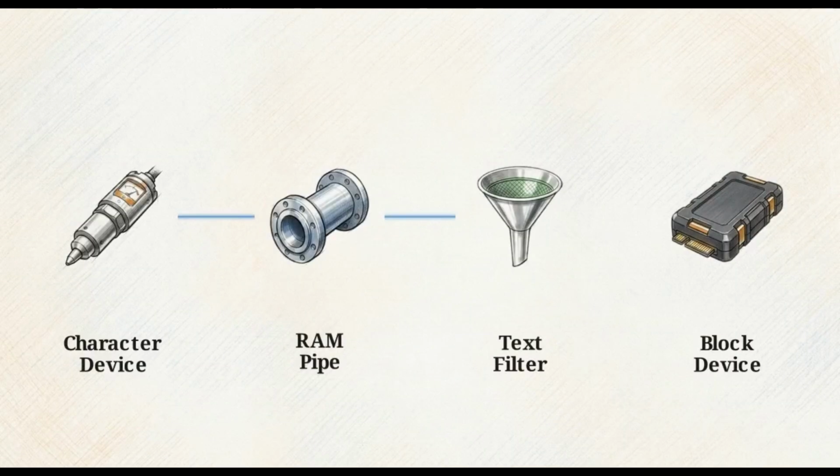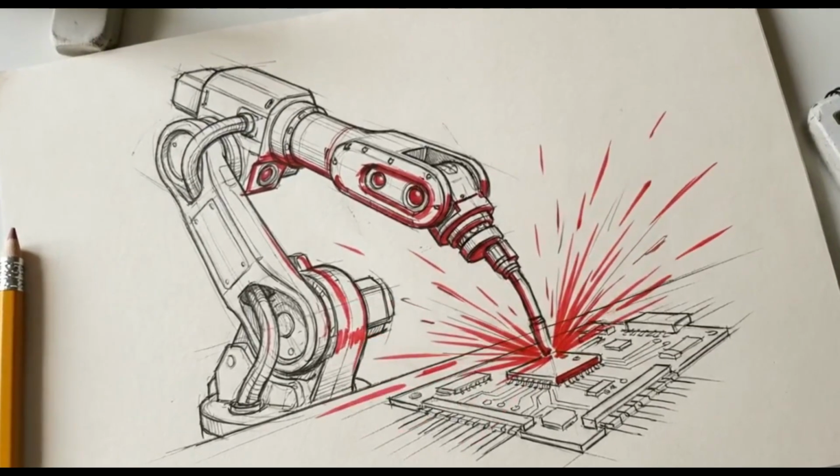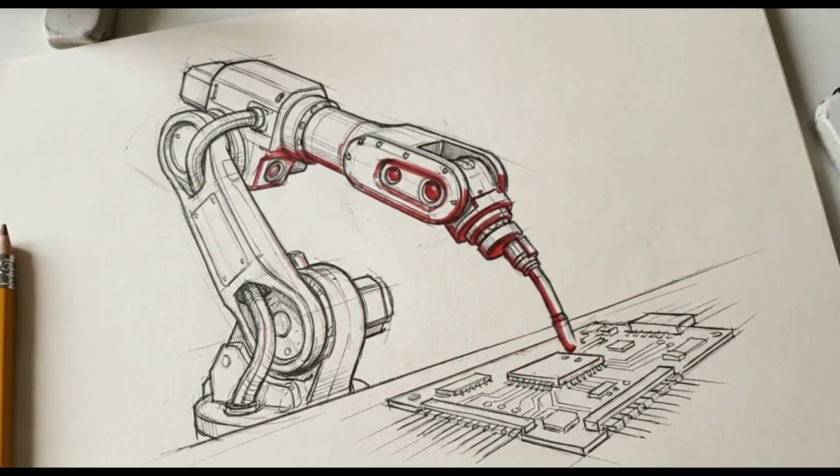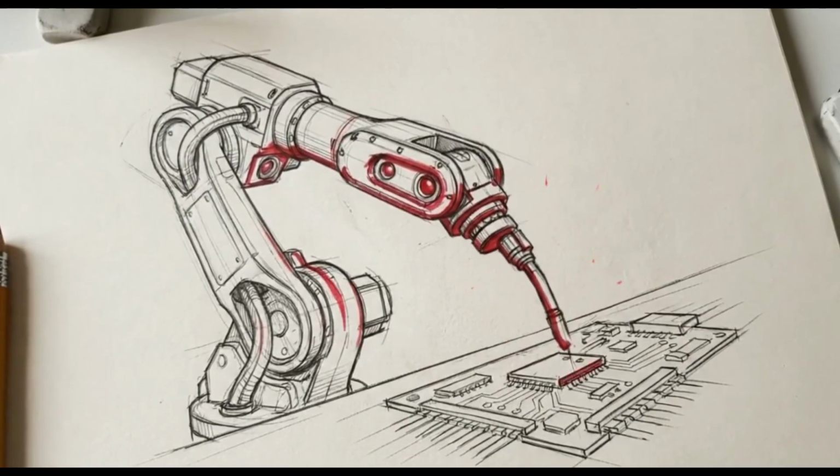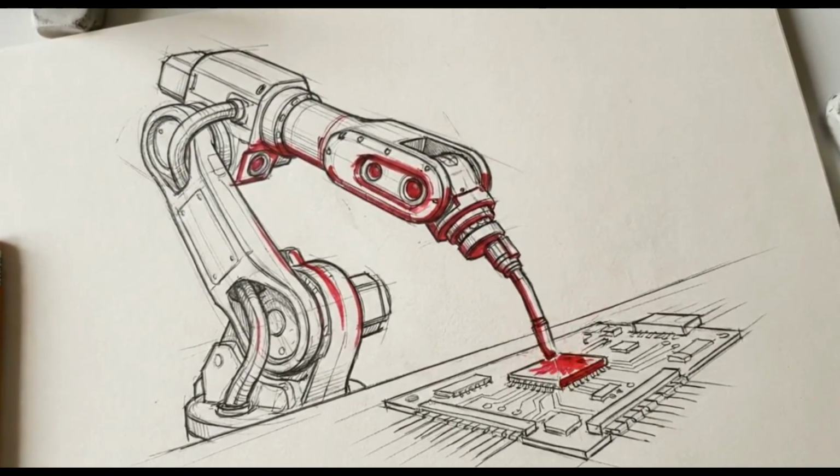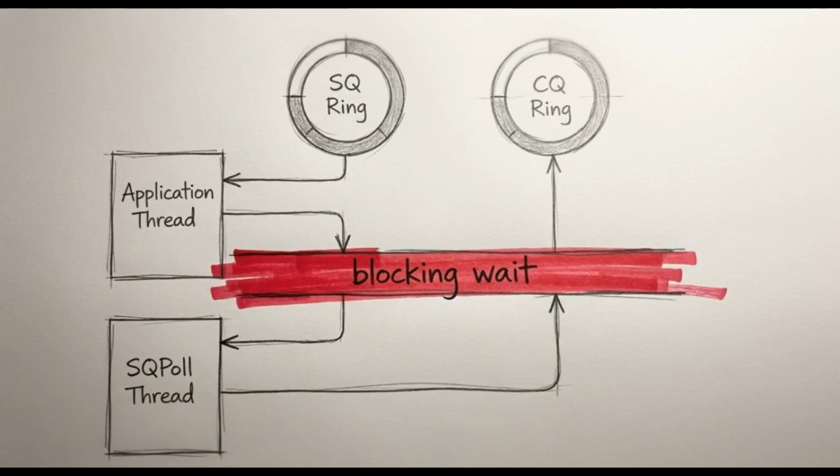Data flows out of the physical character device, moves through the RAM pipe into the text filter, and is synchronously written to the block device. A philosophy developed for early mainframes successfully controls the electrical signals of modern embedded controllers and manufacturing sensors. This architectural diagram shows a modern scaling problem. Standard POSIX calls are blocking, meaning the application must wait for the hardware to respond.